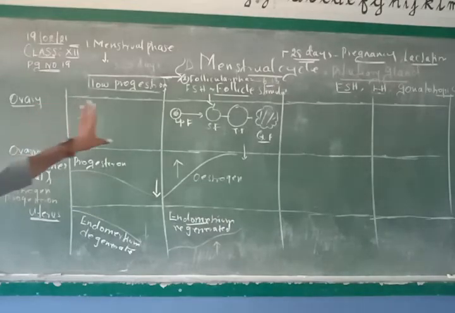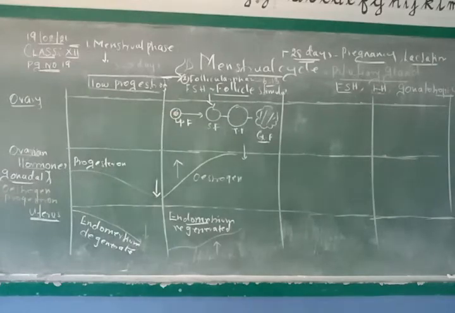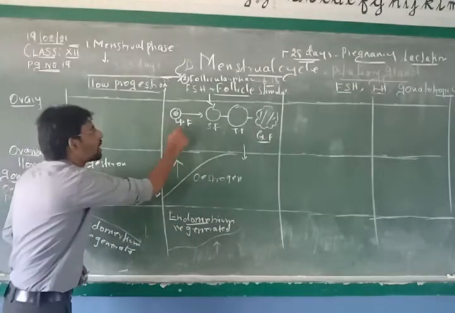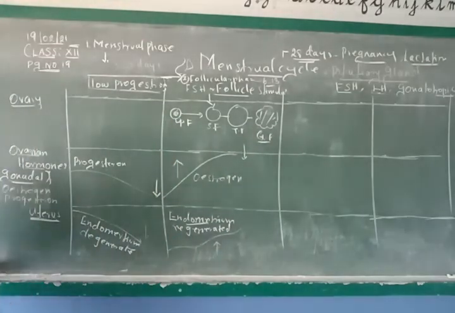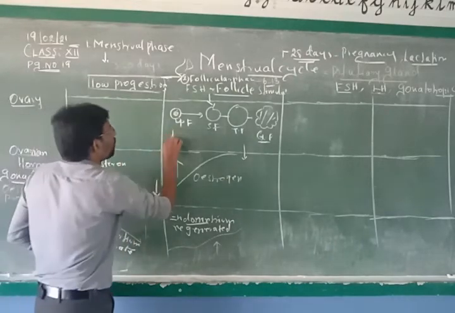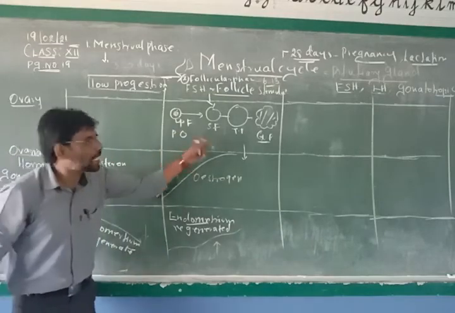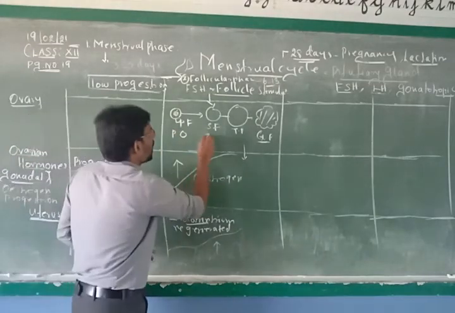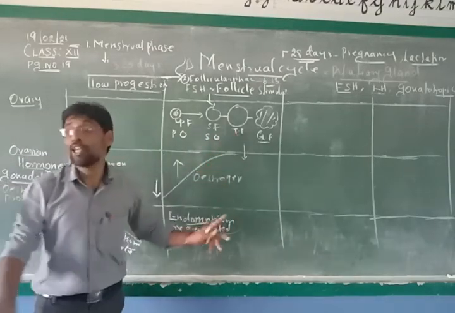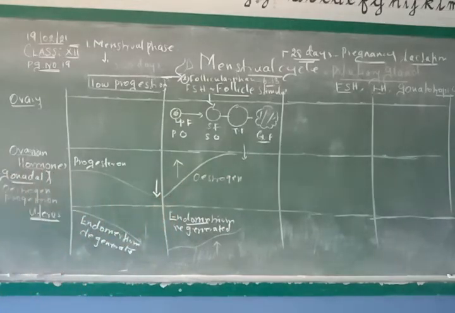Why follicular phase? Because of the development of follicles. What is the development of follicle? The primary follicle is converted into secondary, then tertiary. Very good. Now, my question is, who is there in the primary follicle? Oocyte. What kind of oocyte? Primary oocyte. Very good. Who is there inside the secondary follicle? Secondary oocyte. And in the tertiary? There are no tertiary follicles, only two, primary and secondary.